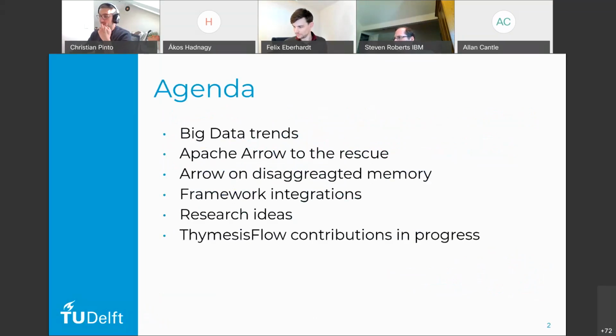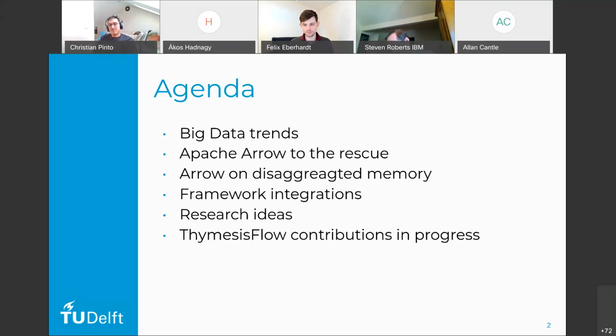So let's go through the agenda. First, I'm going to mention some big data trends, some highlights, just to be on the same page. And then I'm going to talk a bit about how Apache Arrow, a new movement and data format, tries to shape the performance of big data applications, and also do some standardization. And then I'm going to elaborate a bit on how big data applications that leverage Apache Arrow could be deployed on disaggregated memory, and what would be the benefit.